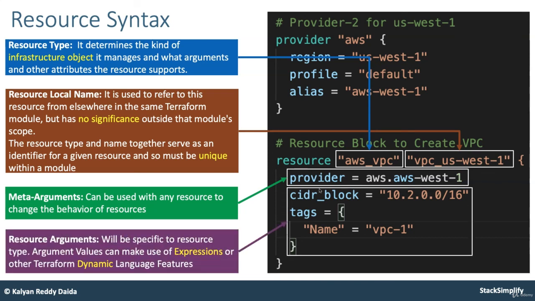So that's about meta arguments. And these are the standard resource arguments, which we discussed earlier and now as well, which will be specific to that respective resource type. The argument values here, whatever you see, cidr_block equal to this value or name equal to VPC, can be an expression or other Terraform dynamic language features. So that's, on a very high level, about resource syntax, which provides the information about resource type, resource local name, and also meta arguments and resource arguments.